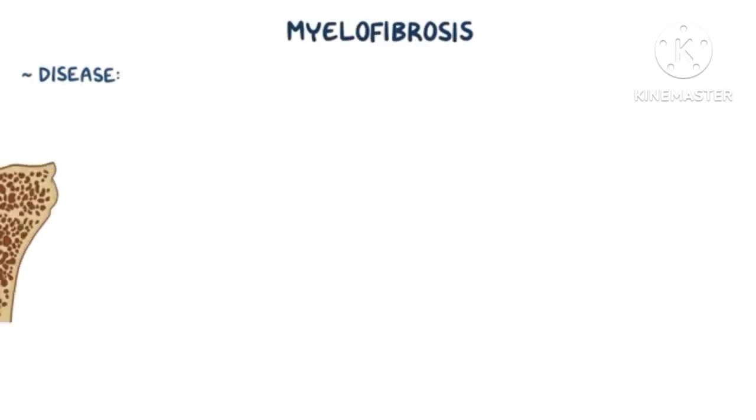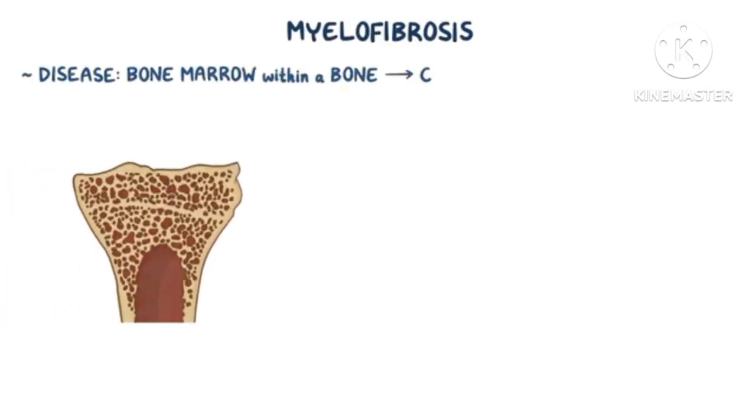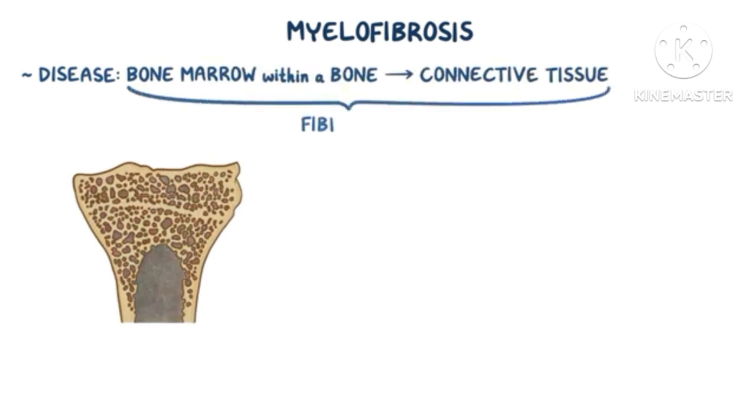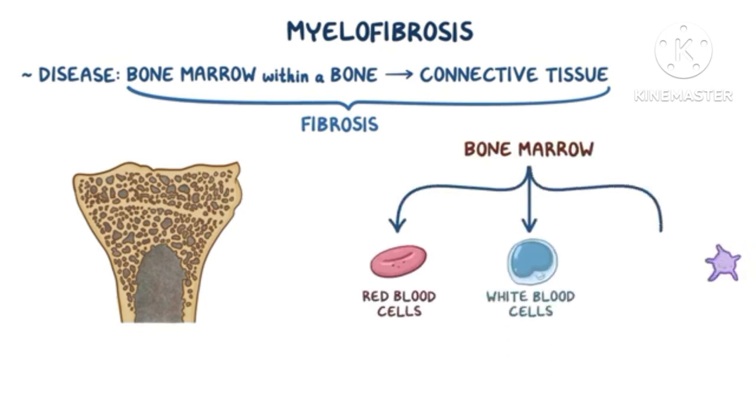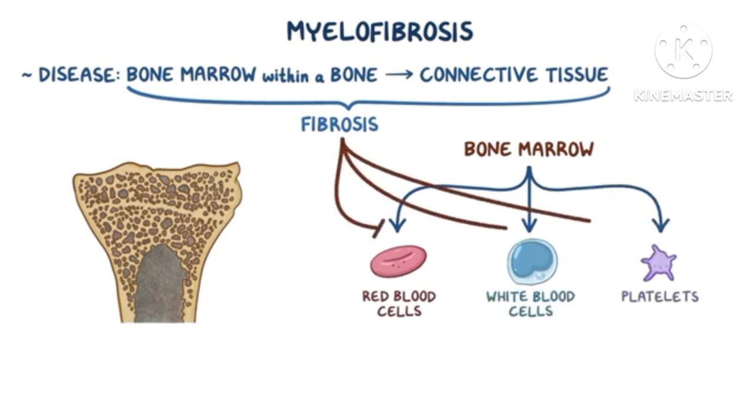Myelofibrosis is a disease in which the bone marrow gets replaced by connective tissue in a process called fibrosis. Since the bone marrow's main role is to produce erythrocytes, or red blood cells, leukocytes, or white blood cells, and thrombocytes, or platelets, the process of fibrosis interferes with production of these cell types.